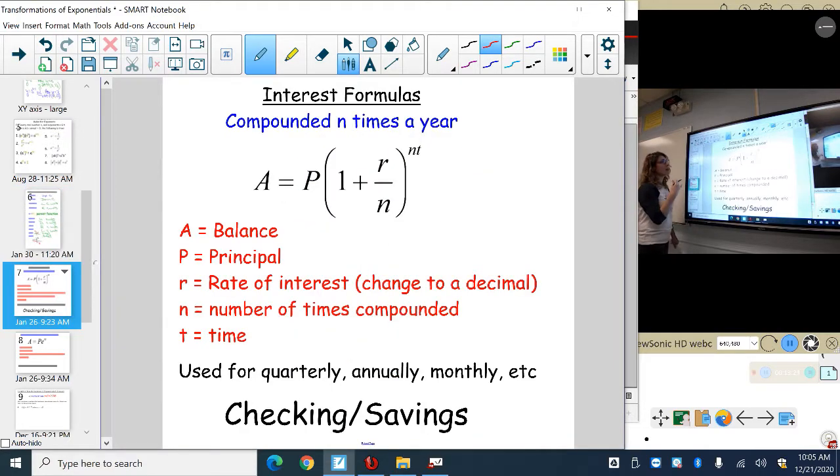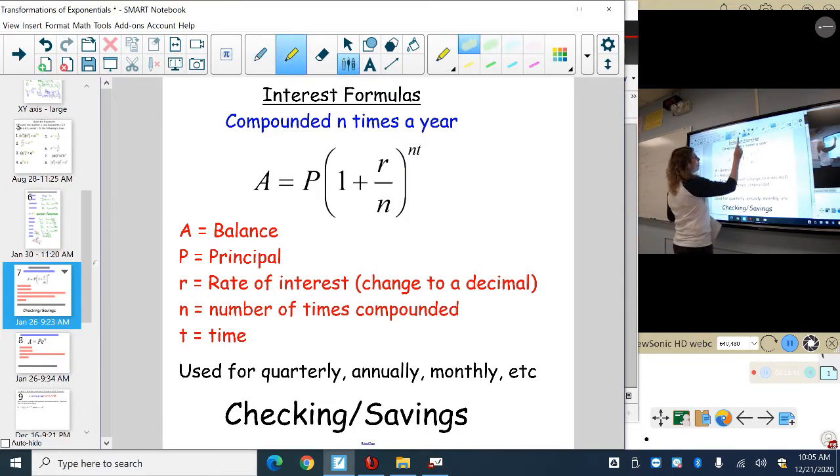Okay, that brings us to the next usage. The next usage is going to be our interest formulas. Our interest formulas are very, very important information. This is literally how you are going to compound interest for any of your loans and things like that. So if we have a compound interest, the formula we're going to be using is A is equal to P times the quantity 1 plus r over n, raised to the nt.